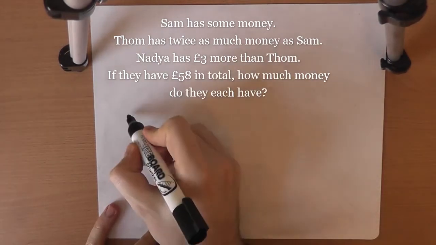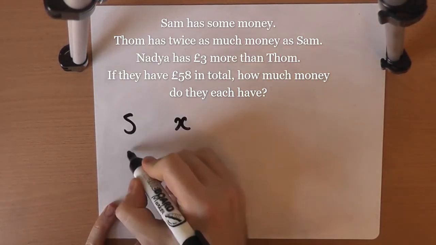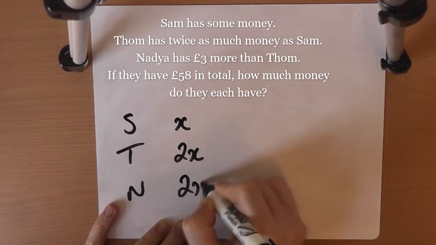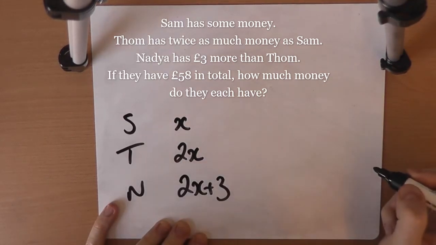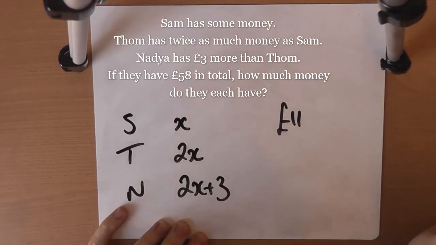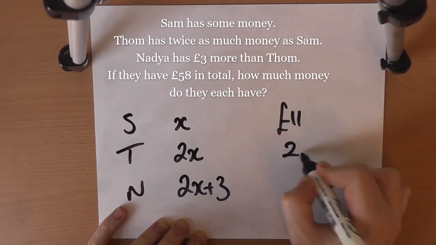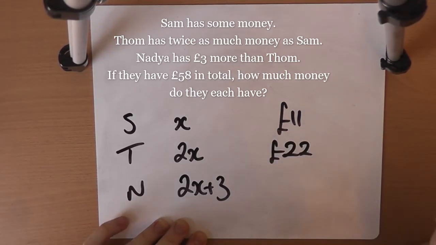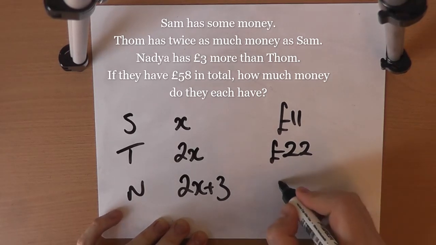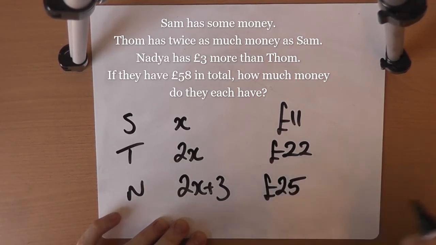So if we think back, Sam had X pounds, Tom had 2X pounds, and Nadia had 2X plus 3 pounds. If Sam had X pounds, then Sam had 11 pounds, because we've just found that the value of X is 11. Tom had twice as much, so he must have had 2 lots of 11, which is 22 pounds. And Nadia had 3 pounds more than Tom, so she must have had 25 pounds.